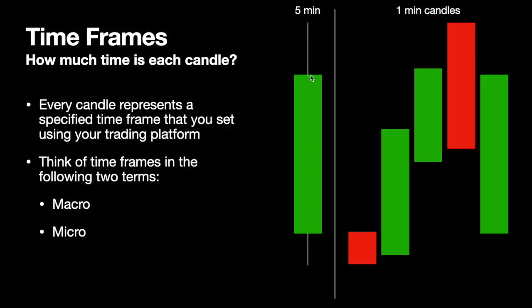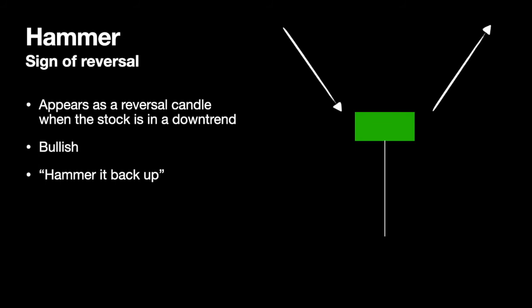And some things may help you out, like the following slide that we're about to explain, and that is going to be infamous candles. So let's go ahead and break down some infamous candlesticks. First, we're going to start with the hammer, and the hammer is a sign of a reversal candle. So this appears when the stock is in a downtrend typically, and it's going to start bouncing to the uptrend.